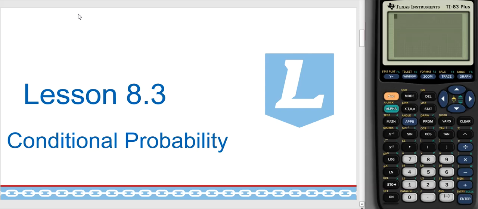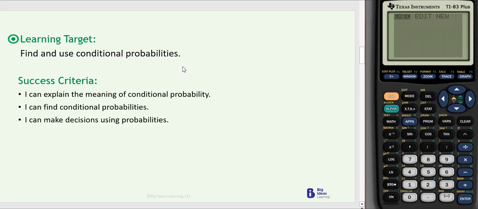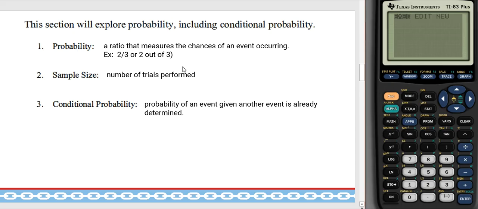For today's lesson, we are looking at probability, specifically conditional probability, which is the new content today. Probability is what we use to determine the likelihood that something will happen. It's usually expressed as a fraction, a decimal, or a percent. Fraction or percent are probably the most common.